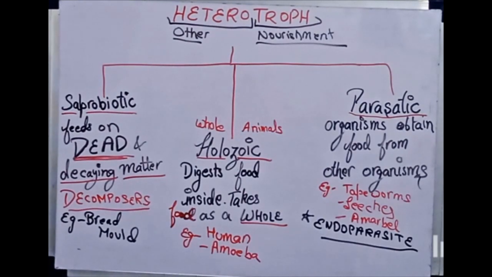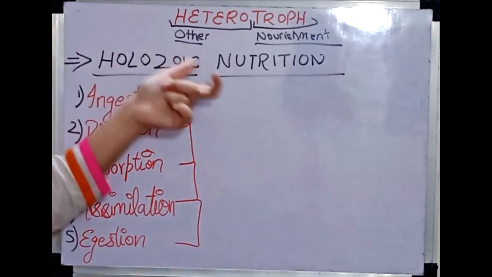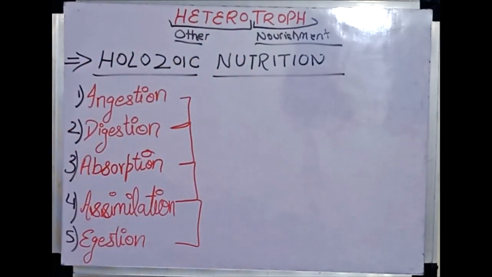With this, we are done with the saprobiotic mode of nutrition, holozoic mode of nutrition, as well as parasitic mode of nutrition. Now, in the next video, we are going to talk about the nutrition in amoeba and human. But before that, I want to discuss there are 5 steps of nutrition in humans as well as amoeba. Basically, all the organisms that follow holozoic nutrition have these 5 steps of nutrition. Let's discuss them one by one.